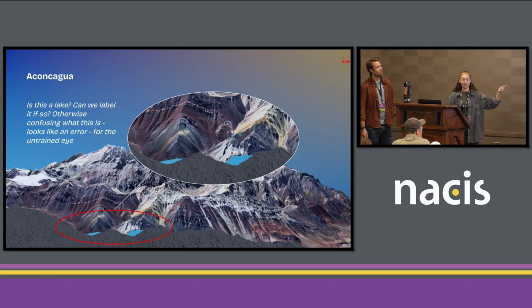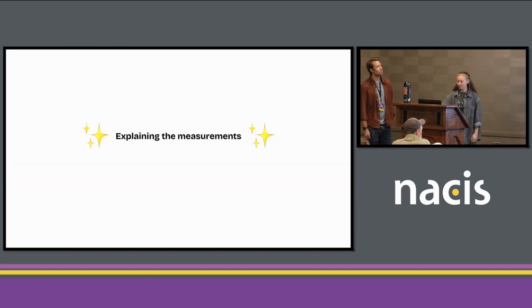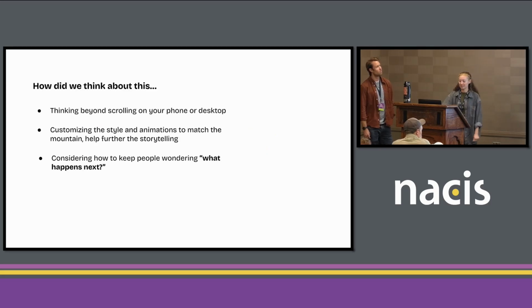Why is this here? It was just a mistake. But through trial and error and working on them, we ended up with these beautiful little cross sections that actually made it look like you did pluck it out of the earth. And then I'm going to take just a second to explain how we decided the visual measurements for some of the mountains.